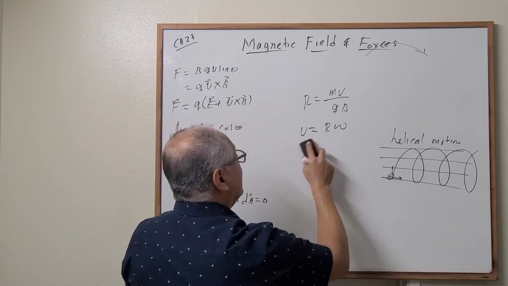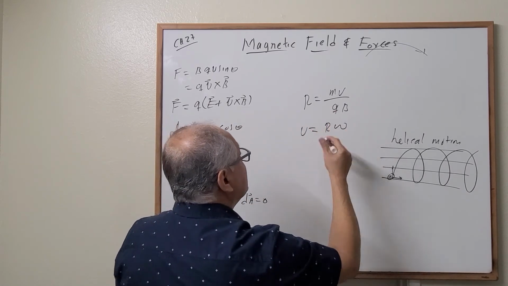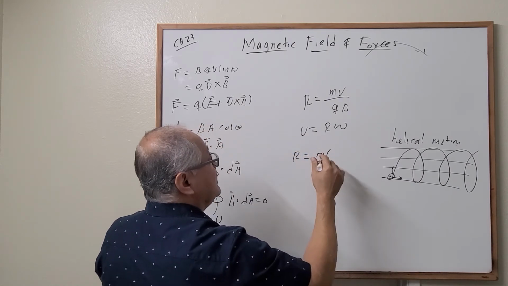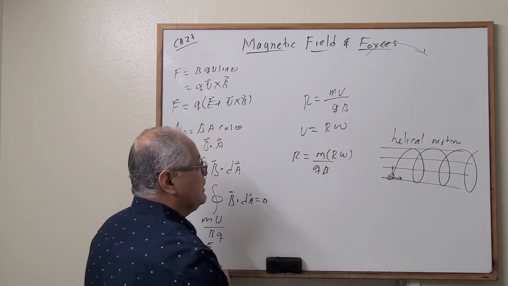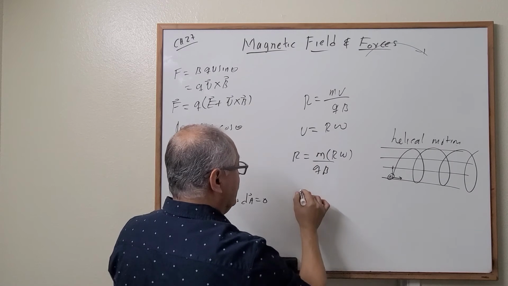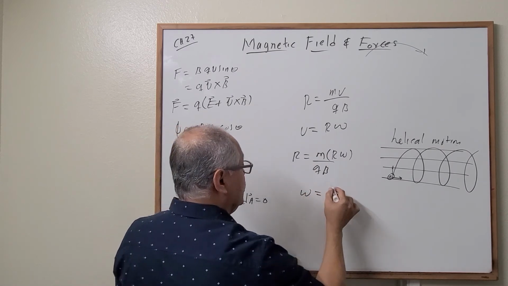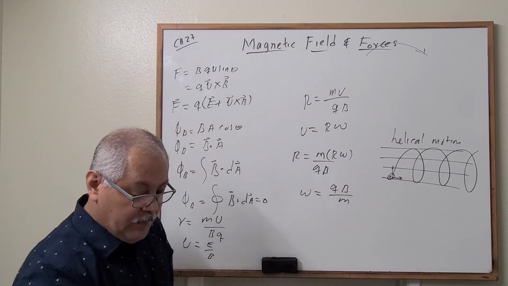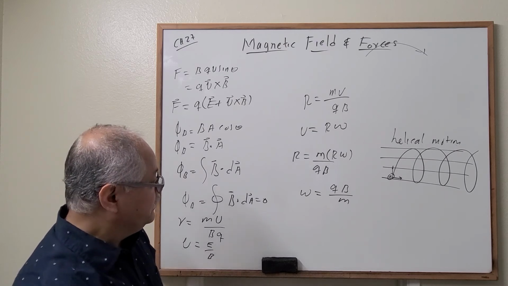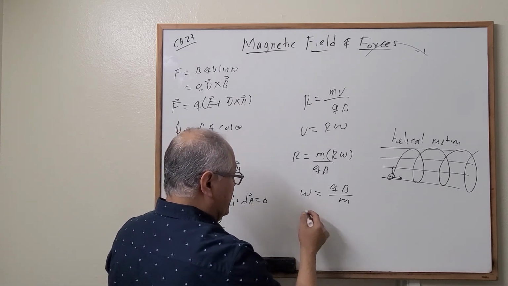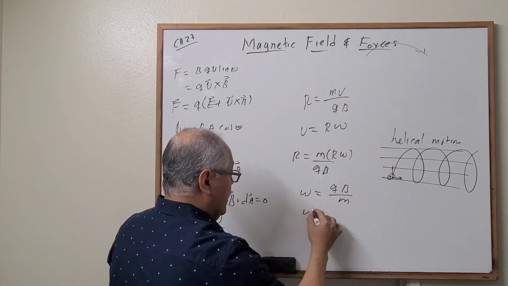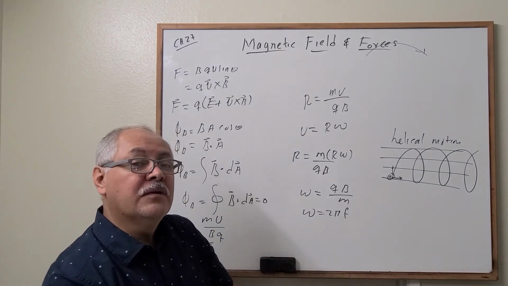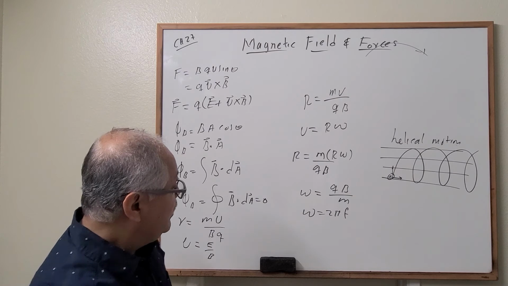Let's see what happens. So what do we have? We have R equals mass times v over charge times B, but v is equal to R times omega. Now R is cancelled. We have that omega is equal to charge times the magnetic field divided by the mass. Okay, perfect. Now from here, remember that omega also equals 2 pi times the frequency. In this case, the frequency is called the cyclotron frequency.